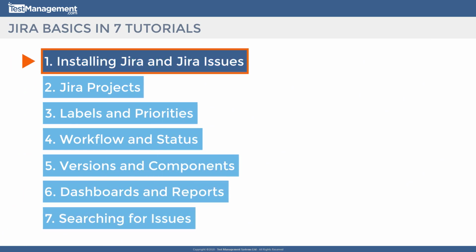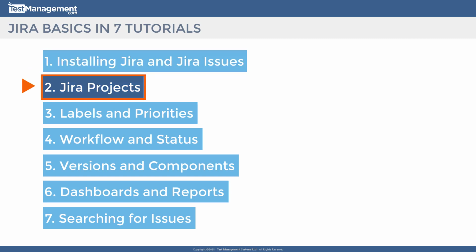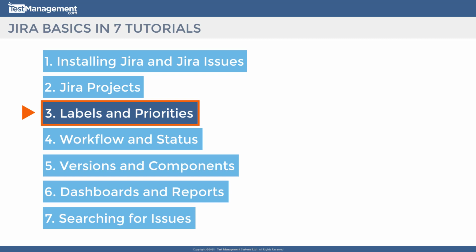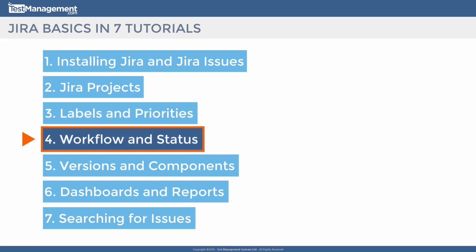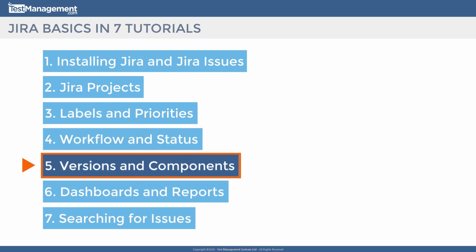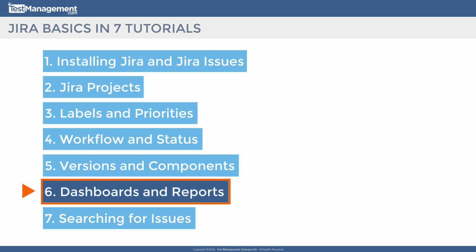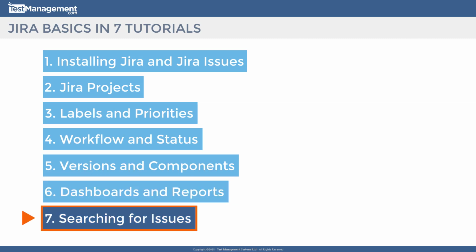So 7 modules. In this first module we're looking at installing Jira and the concept of Jira issues, and in the subsequent 6 modules we're going to start looking at projects, labelling and prioritising your issues, how to set up workflow and status to control your issues, and then we'll move on to categorising and grouping issues in versions and components in module 5. And in 6 and 7 we'll start to look at how to create dashboards and reports, and how to use the advanced search features and a language called JQL in Jira to get you searching and finding all the issues that you need to focus on.